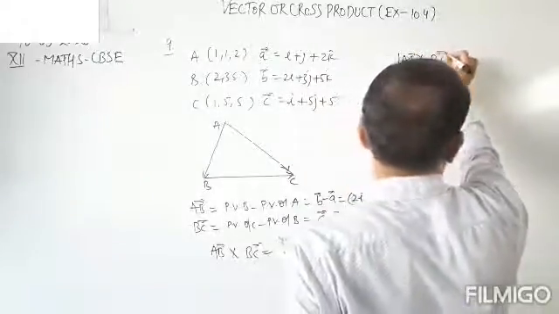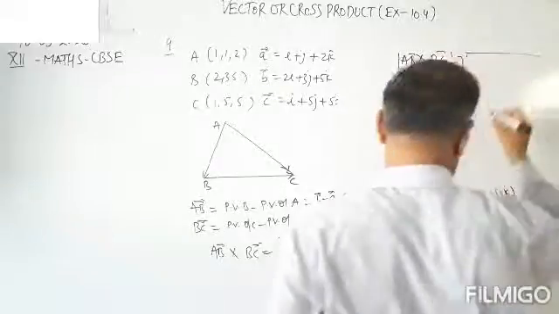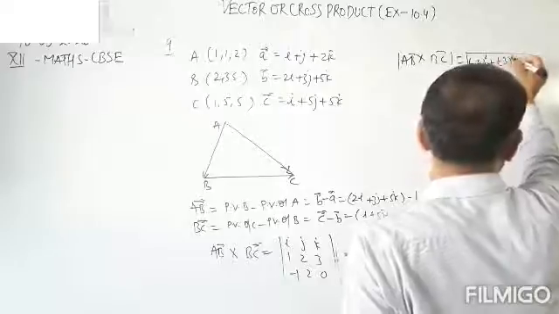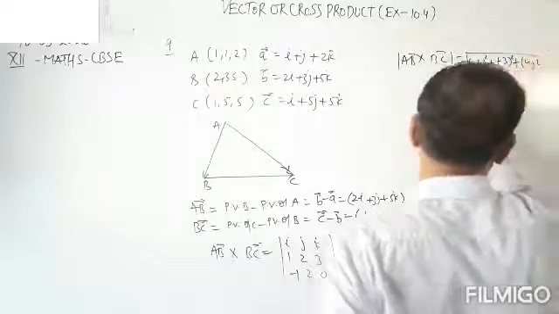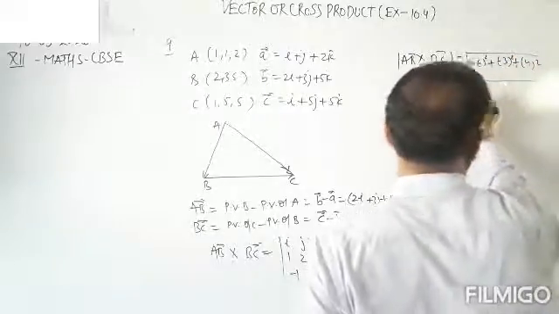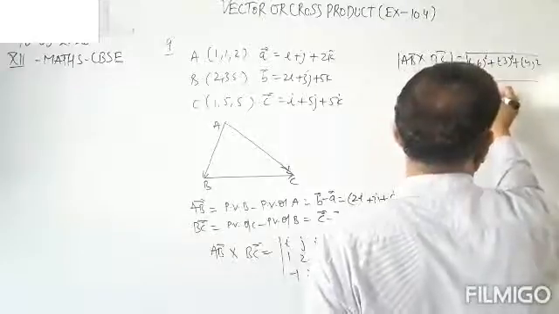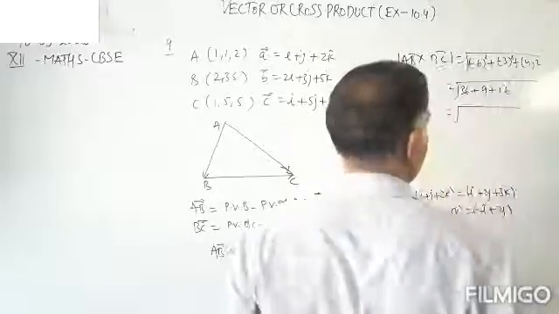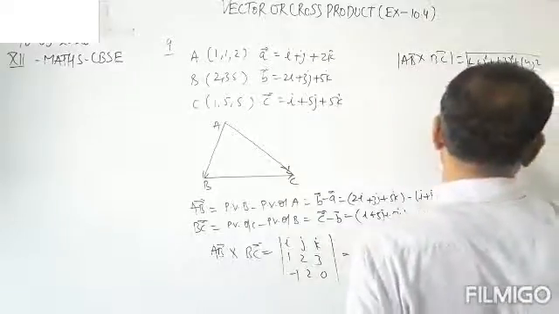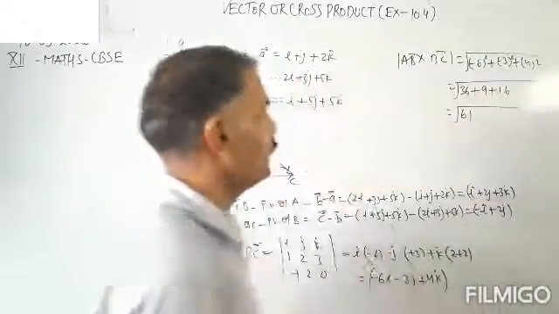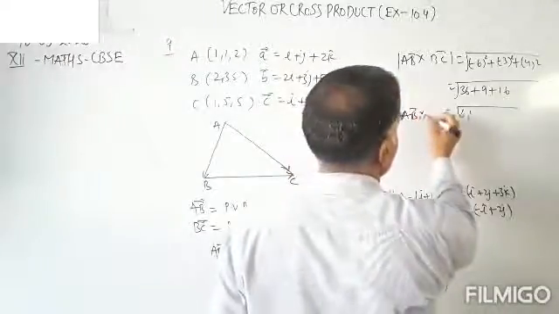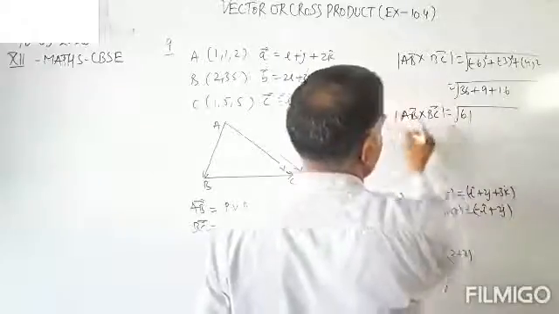The magnitude is equal to under root of minus 6 square plus minus 3 square plus 4 square, equals under root of 36 plus 9 plus 16, equals under root 61. So the magnitude of AB vector cross BC vector equals under root 61.